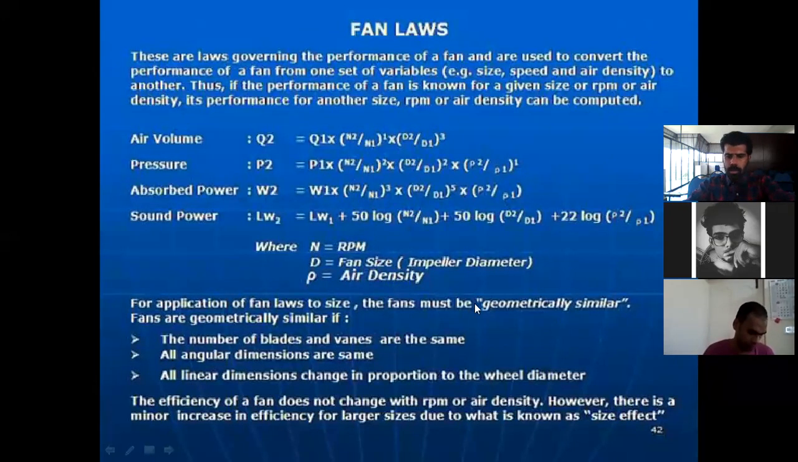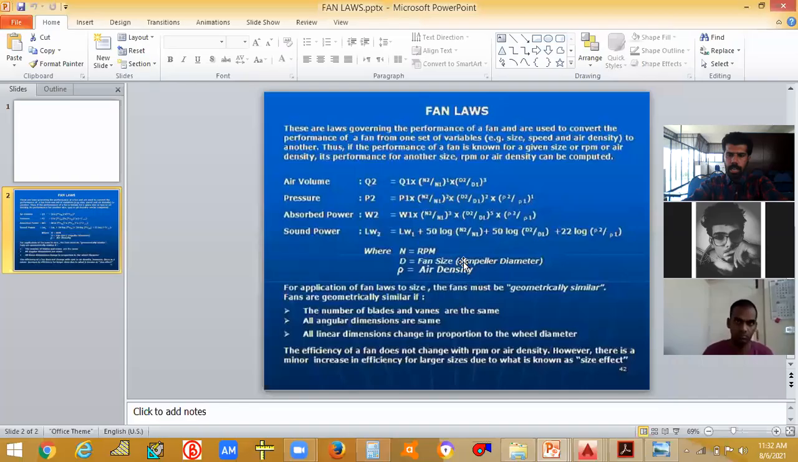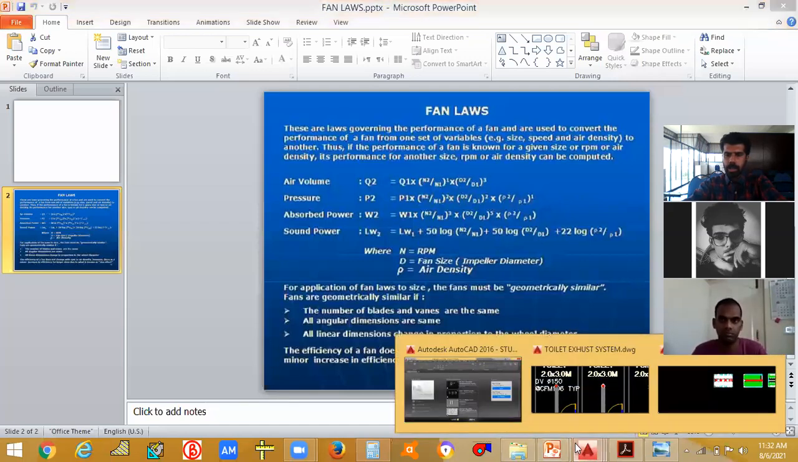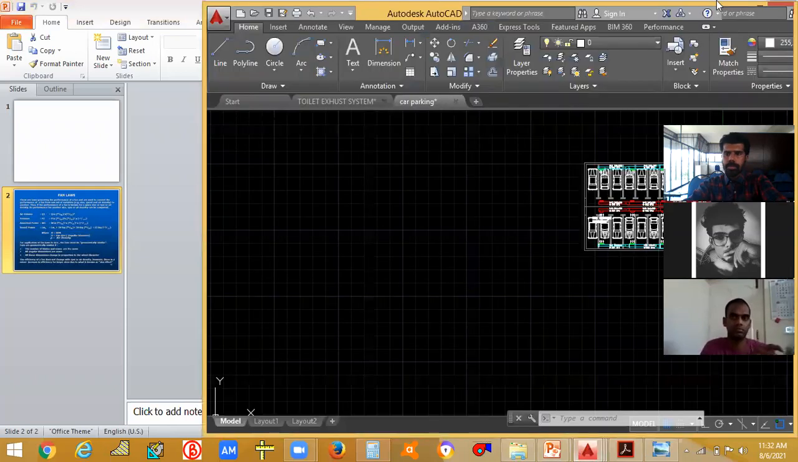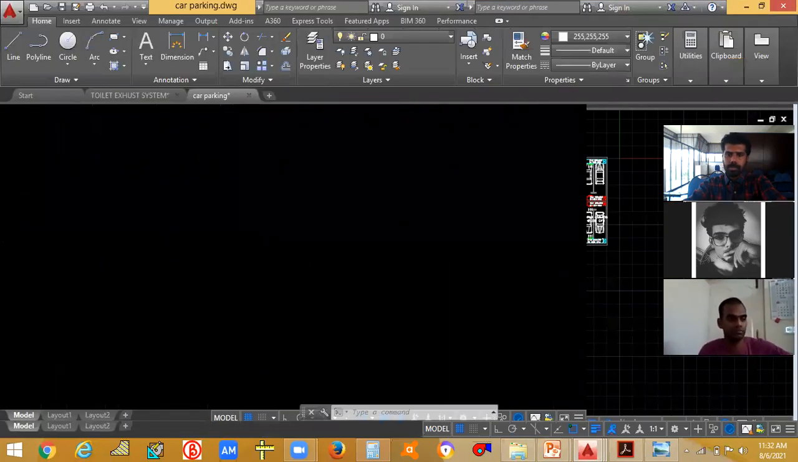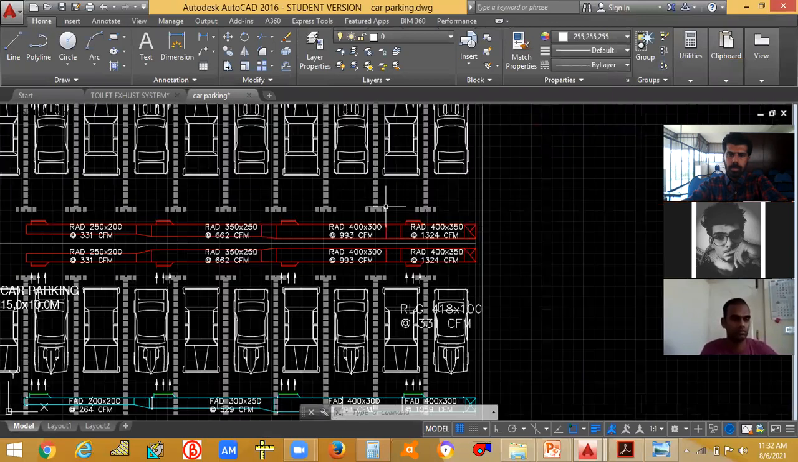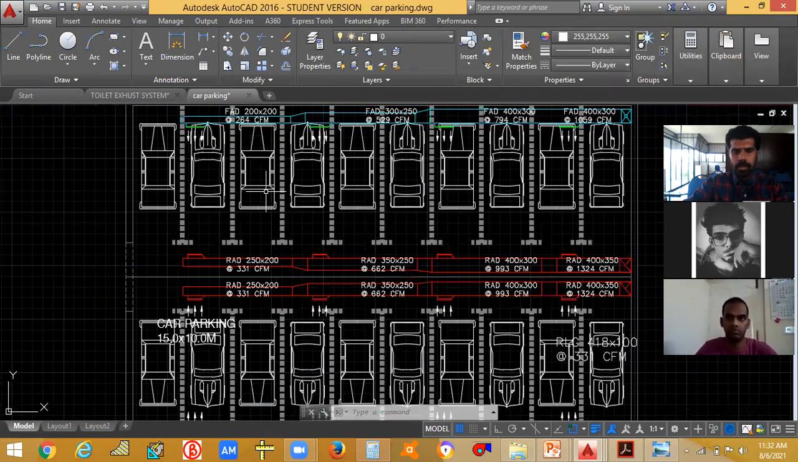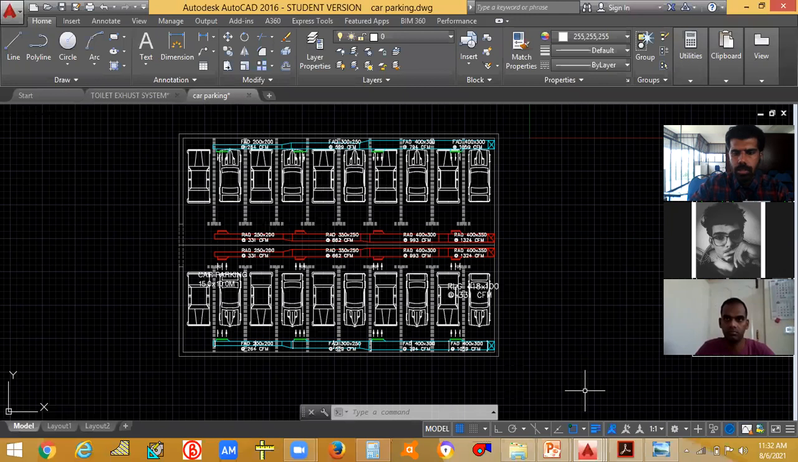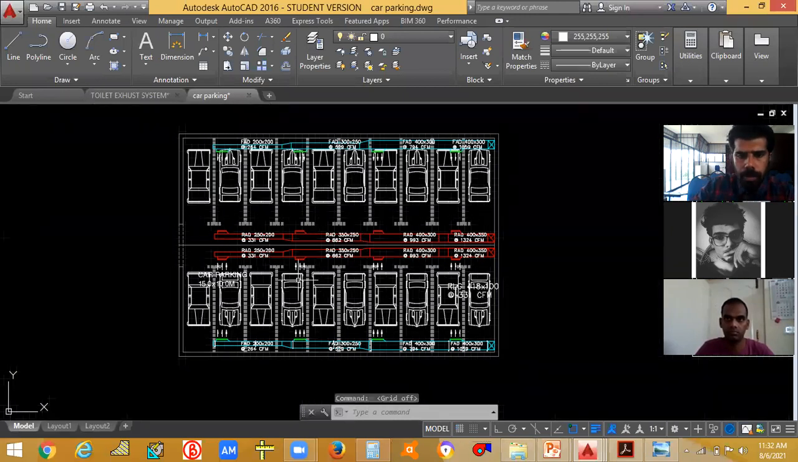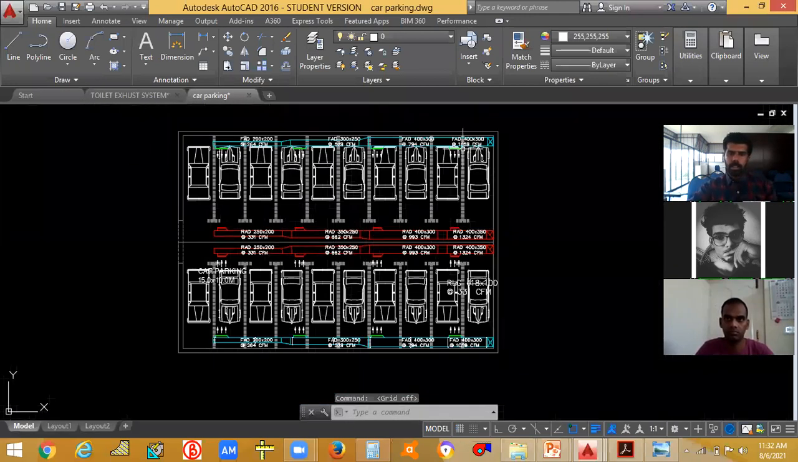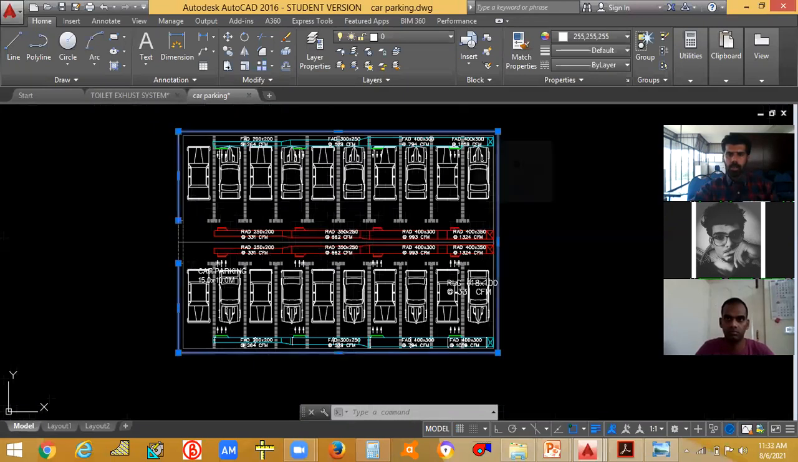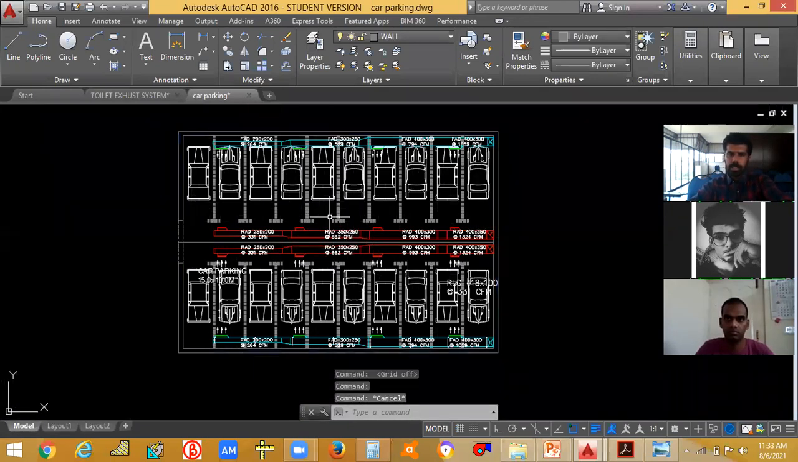So, yes, I forgot to show you the car parking ventilation. So, I will show you the CAD drawing of this car parking ventilation. So, this is the car parking ventilation. Don't worry about this car and all those things. This architectural drawing will be given by the architect.